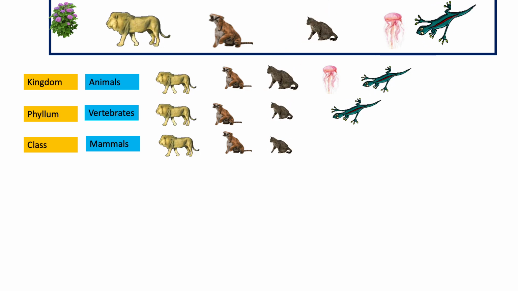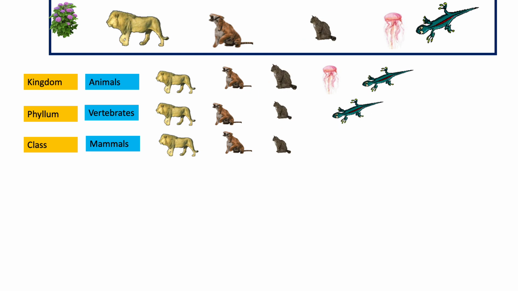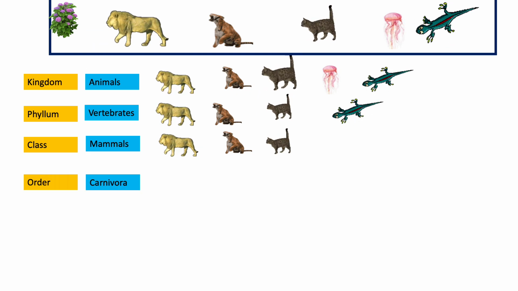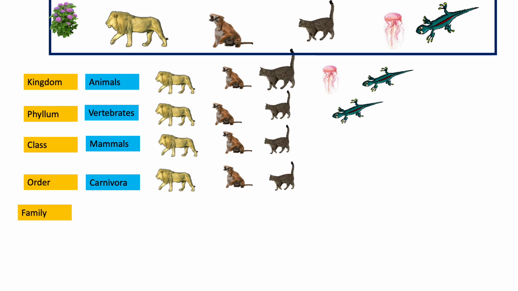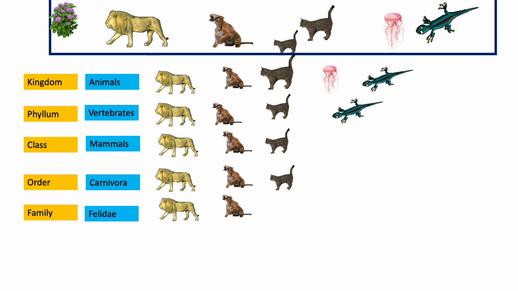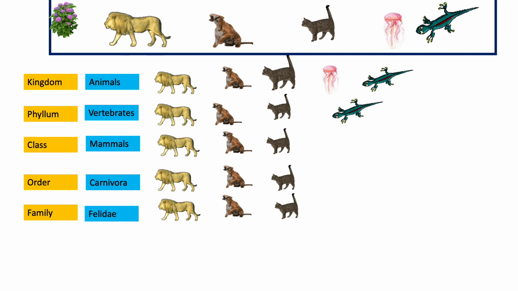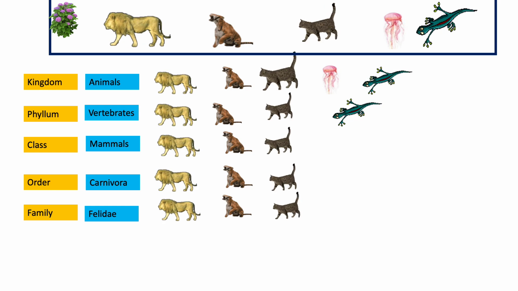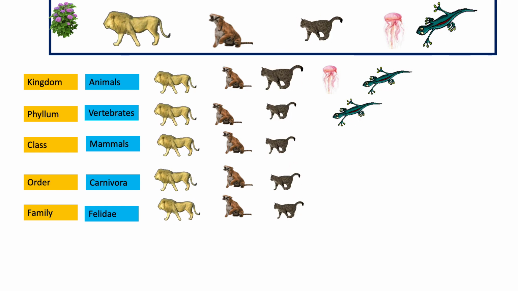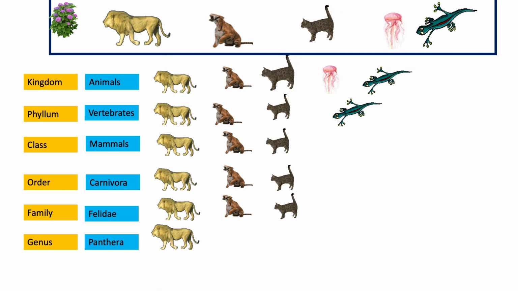As we continue to narrow down on the features, we find that cat, tiger, and lion have some common features and make them group together in the same order, Carnivora, and the same family, Felidae. When we make more close observations, then we can find some distinct features even among them. For example, lion and tiger with their large sizes and roaring skills belong to the genus Panthera.